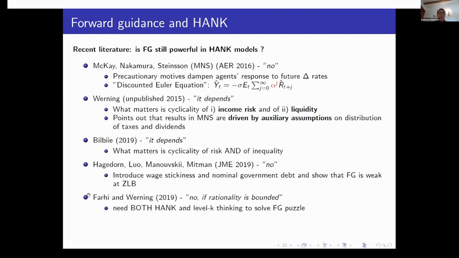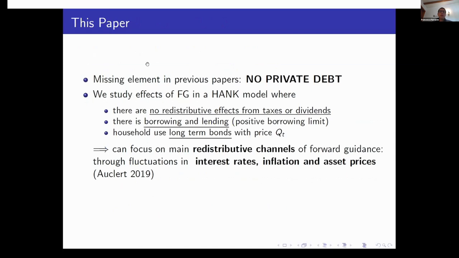And finally, in the most recent paper, Farhi and Werning said that to weaken forward guidance in this type of model, you need both level-k thinking, so limited rationality, and a heterogeneous agent model. So what we do in this paper: in all the literature that I've cited so far, a missing element is that there is no private debt.